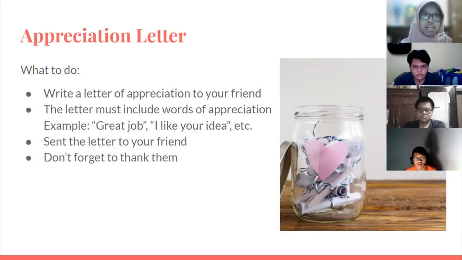So we are going to make an appreciation letter. This activity will motivate you and your friends to be more kind and also be good to others. So the first thing that we would do is to write a letter of appreciation to your friend, which has to include words of appreciation. For example, great job, I like your idea, or you can retell things that you like about them, or another example is a quote that you can search on Google.